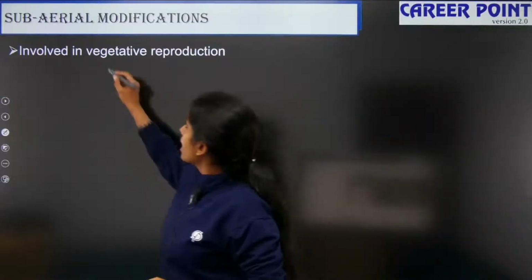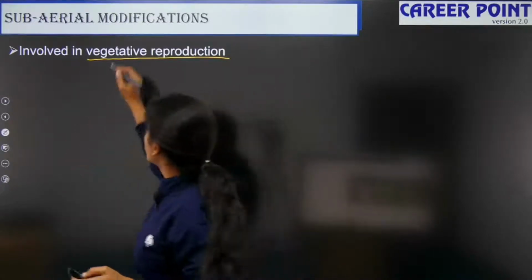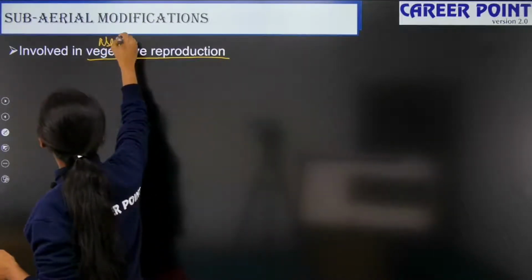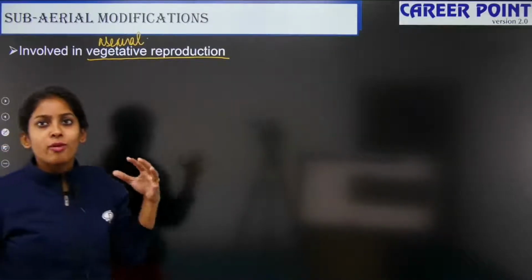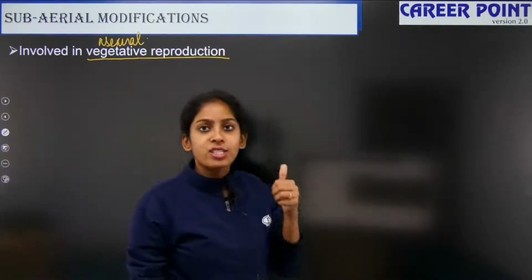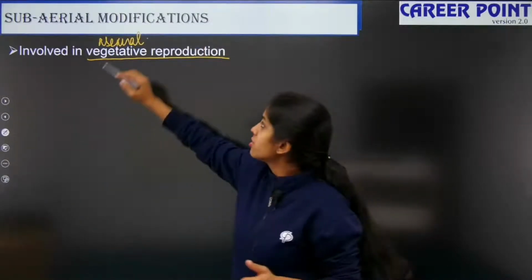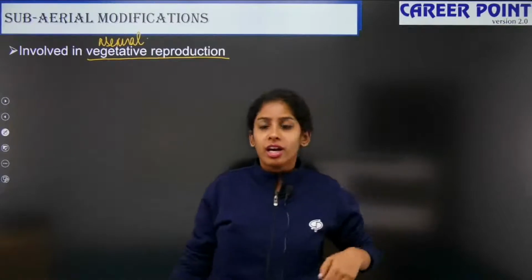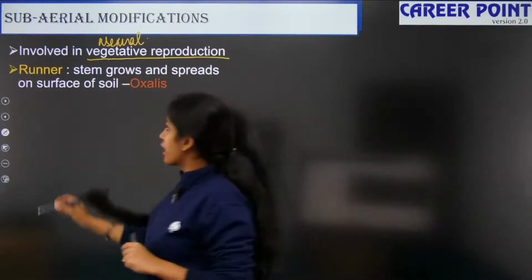So they are involved in vegetative propagation, vegetative reproduction, meaning this subaerial modification of the stem helps in asexual reproduction. Underground modification of the stem acts as an organ of perennation, whereas your subaerial modification helps in vegetative reproduction. Okay. So the first example of your subaerial modification is a runner.